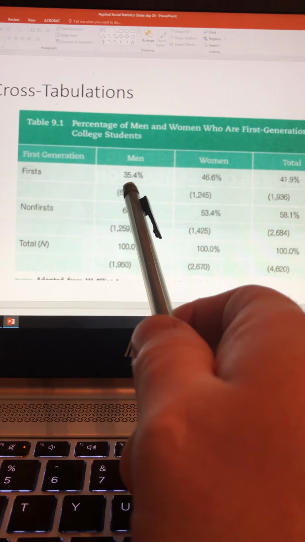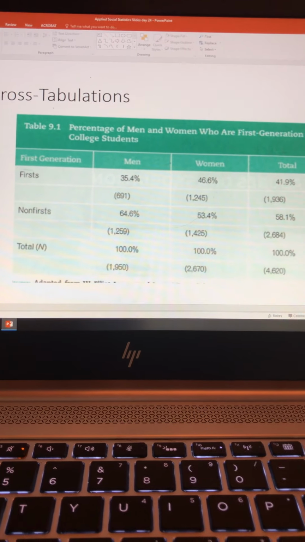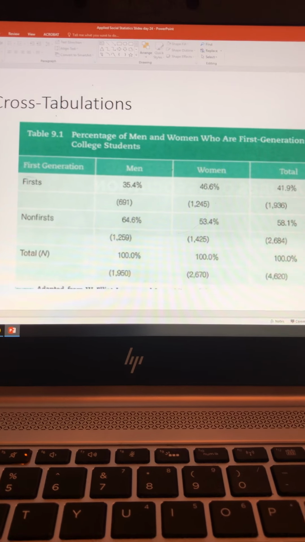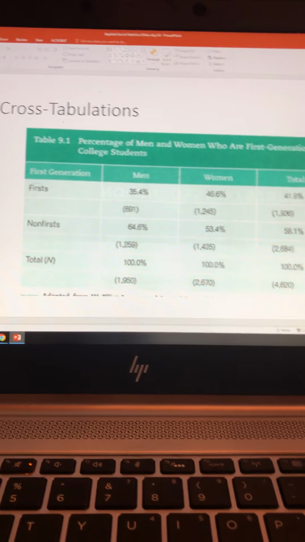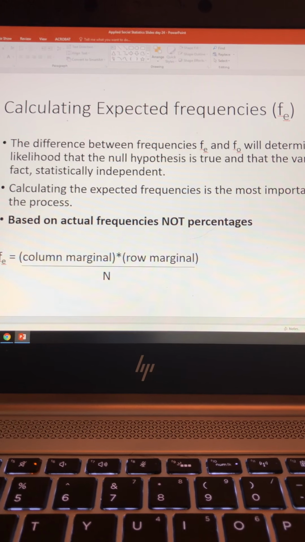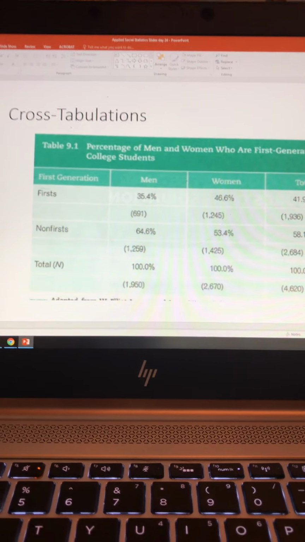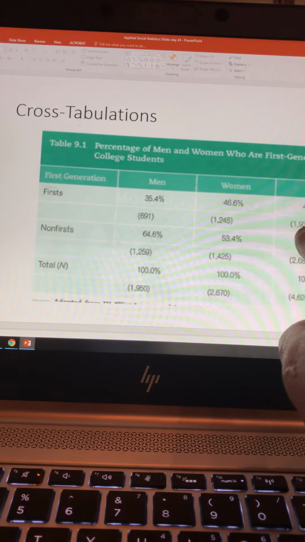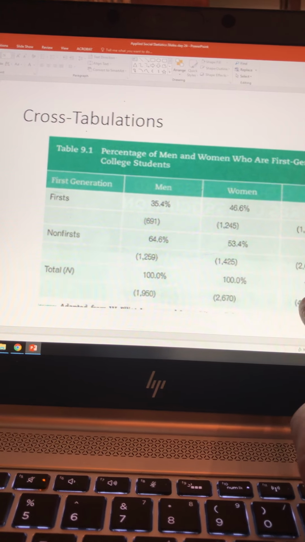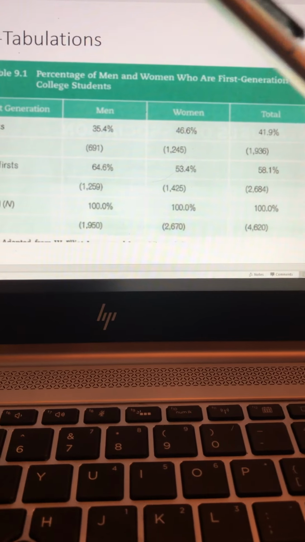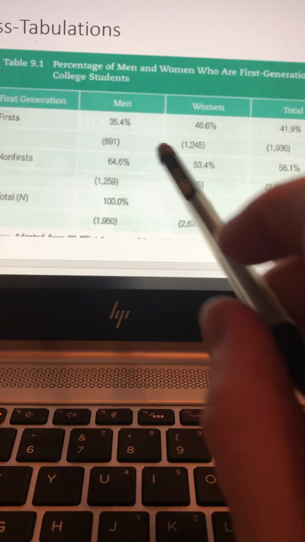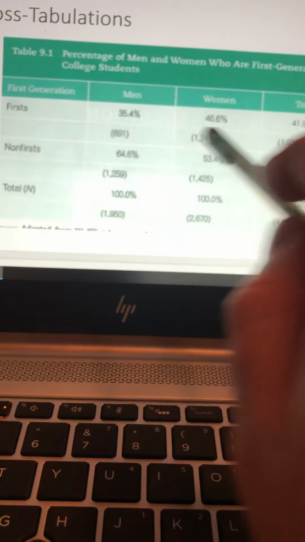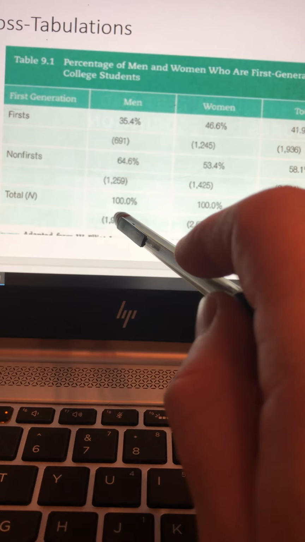If you look here, this is our F observed, the frequencies that we observed. This is the table. We want to compare it to the frequencies expected, but we have to create that first. So go back to the equation: it's the column marginal times the row marginal divided by n. When we want to calculate the expected frequency for men, we take the row marginal times the column marginal divided by n. Let's hit that hard again here. In order to calculate the expected frequency of men first generation, we would take the row marginal times the column marginal divided by n.